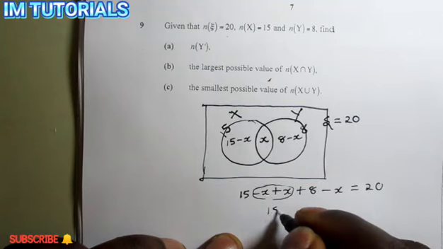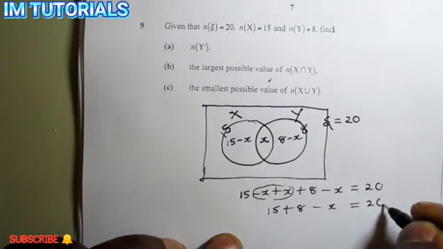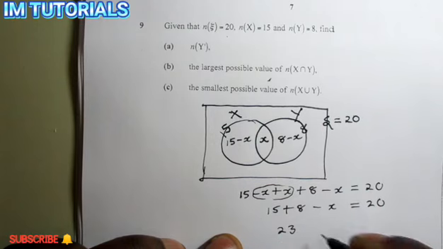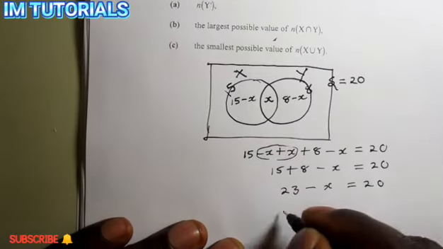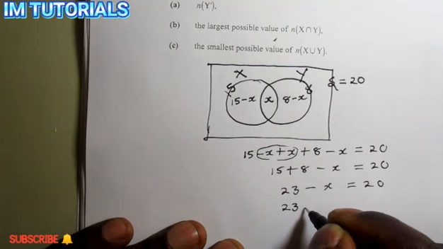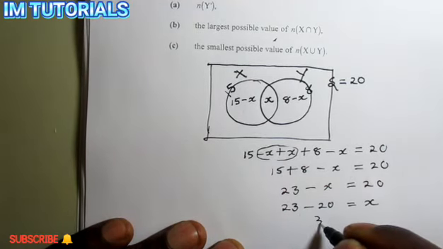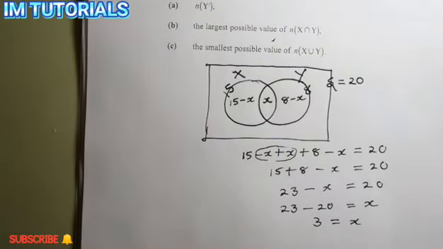So you'll be left with 15 plus 8 minus x is equal to 20. So 15 plus 8, you get 23, minus x is equal to 20. Then I'm going to put 20 on my left side. You have 23 minus 20, then you put x on the right side. It means that 3 is representing x. I hope you are following, class.